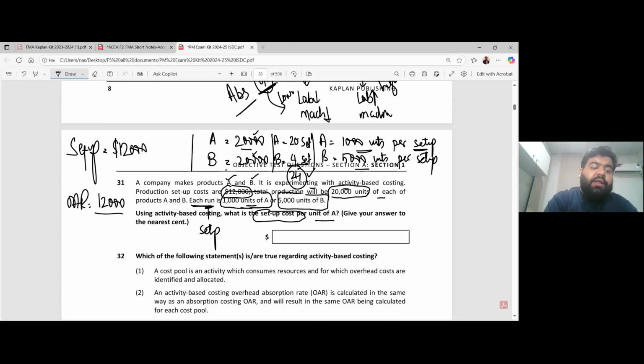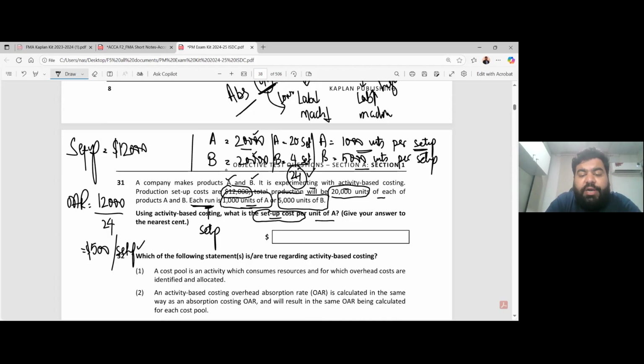So in the OAR formula, 12,000 divided by 24. It is 500. It is $500 per setup. The OAR comes to $500 per setup. Okay, so it is 500 per setup, but we don't need the OAR. We need something further. Some further calculation we have to do.